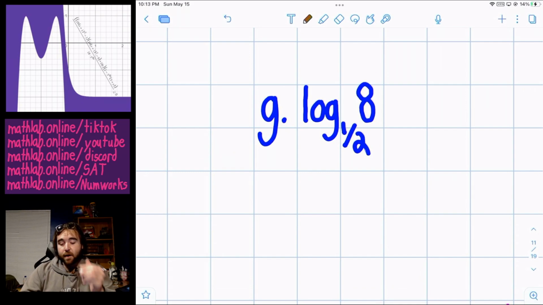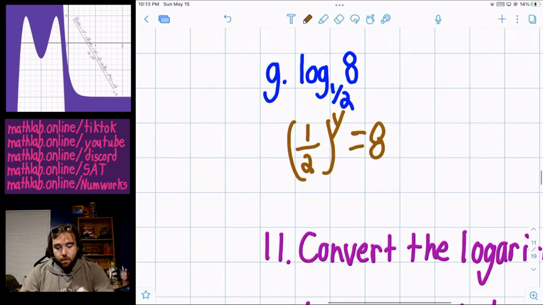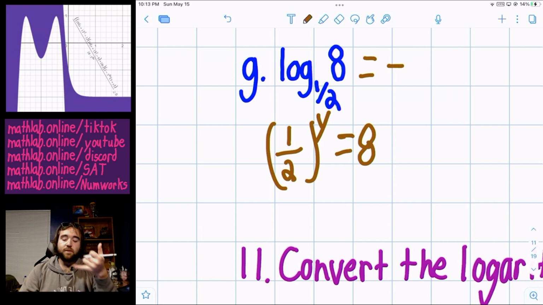Log base 1/2 of 8. So 1/2 to what power gets you 8? Well, 2 to the 3rd is 8, but you've got to make it 2 first. So it's got to be negative, to flip over the fraction, 3.